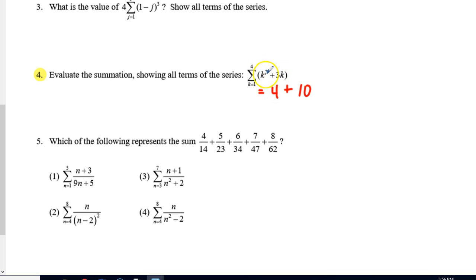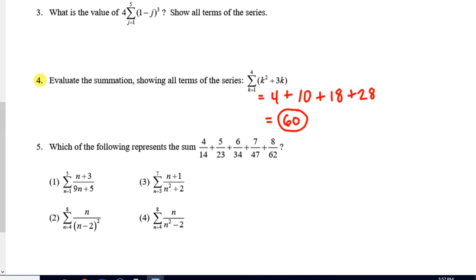Okay, so hopefully it worked out. When you sub in the 3 squared plus 3 times 3, so it's 9 plus 9, so it's 18. And then 4, so 16 plus 12, we end up with a 28. All right, and that says add them all up, and that's your final value of 60. So that's how you work out a summation.